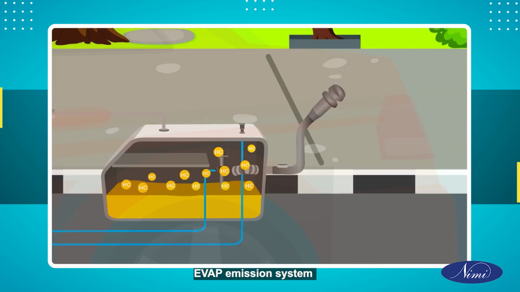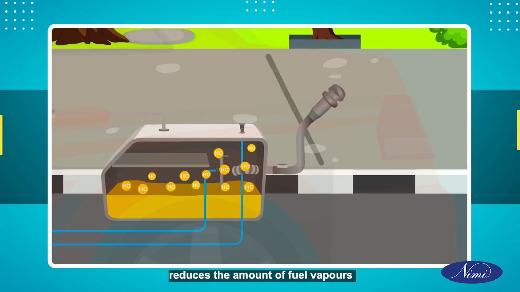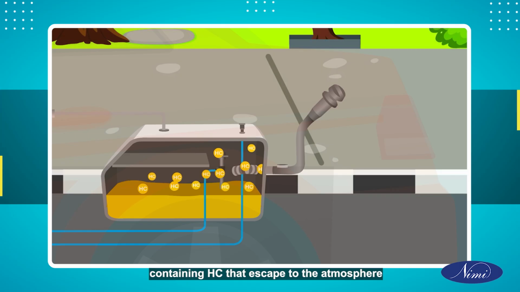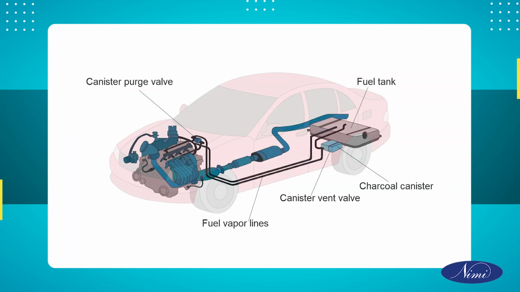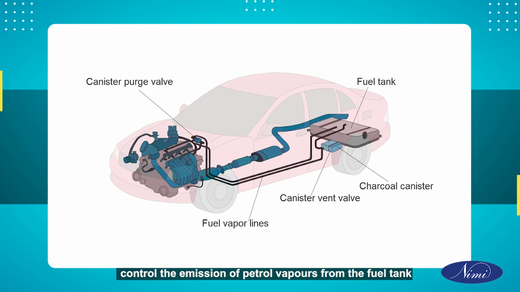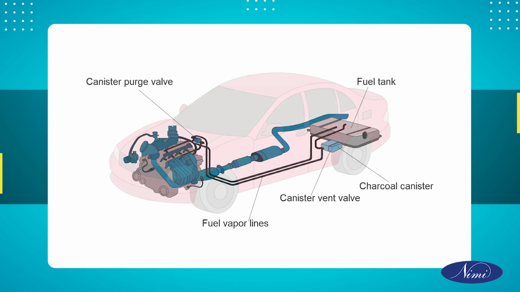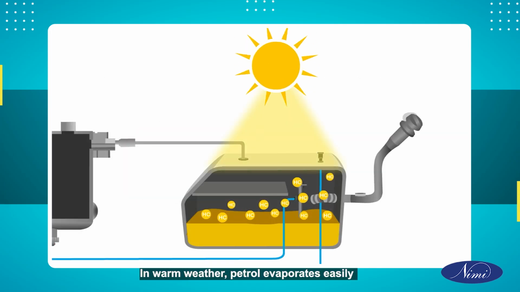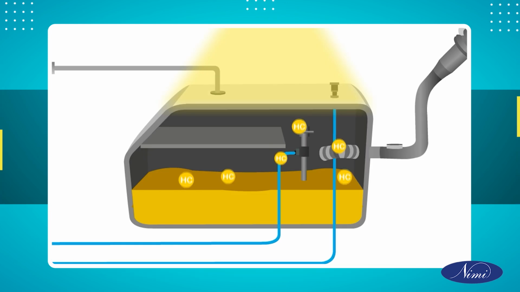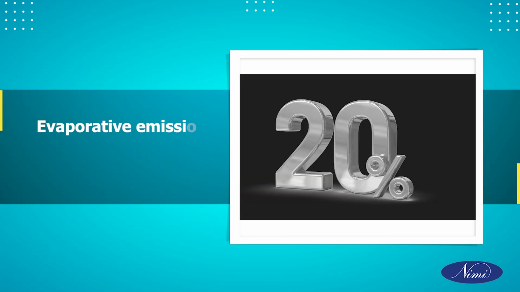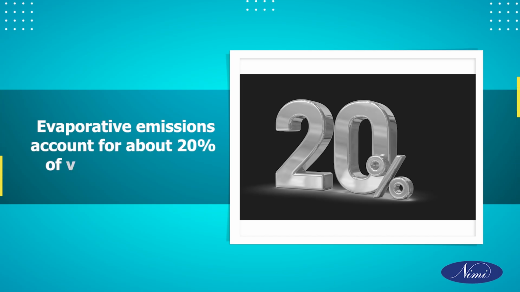EVAP emission system reduces the amount of fuel vapors containing HC that escape to the atmosphere. Evaporative systems control the emission of petrol vapors from the fuel tank. In warm weather, petrol evaporates easily even though its vapor pressure is more closely controlled. Evaporative emissions account for about 20% of vehicle emissions.